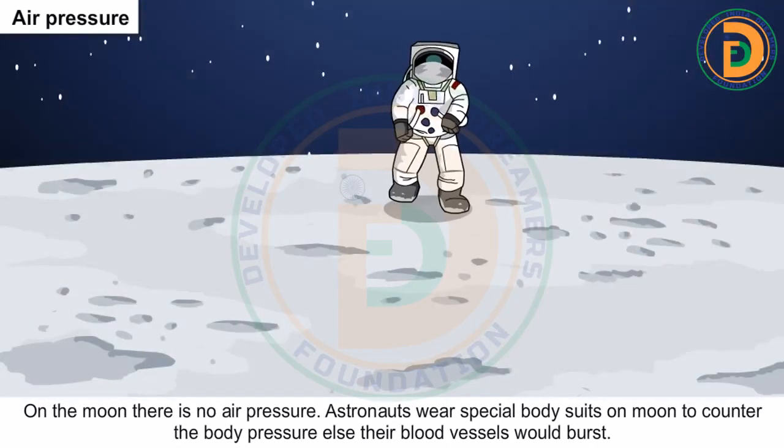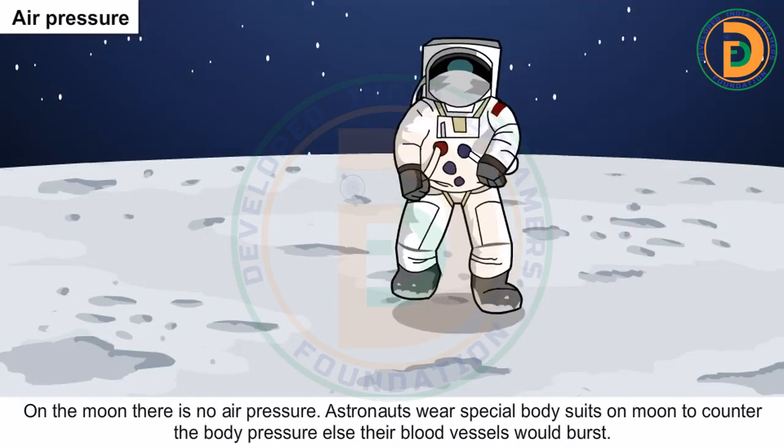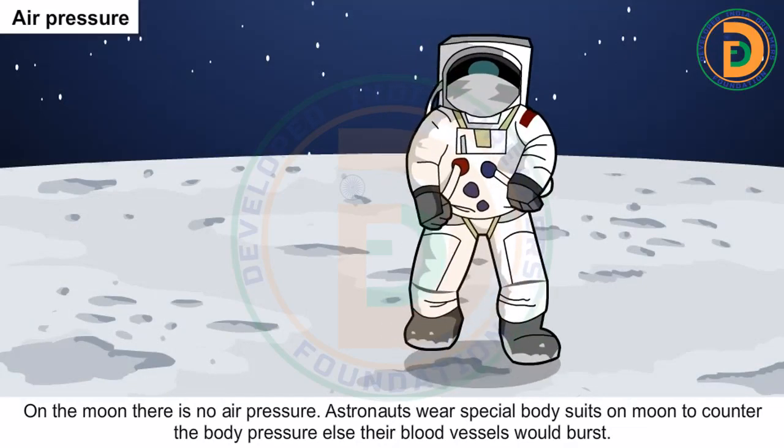On the moon, there is no air pressure. Astronauts wear special body suits on the moon to counter the body pressure, else their blood vessels would burst.